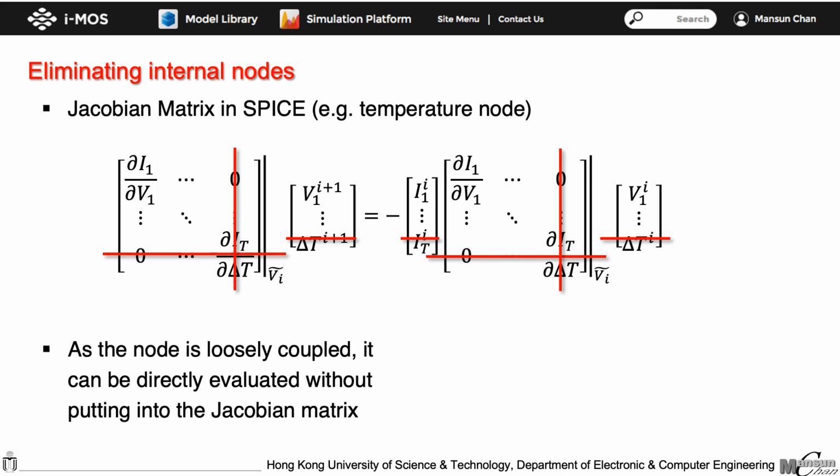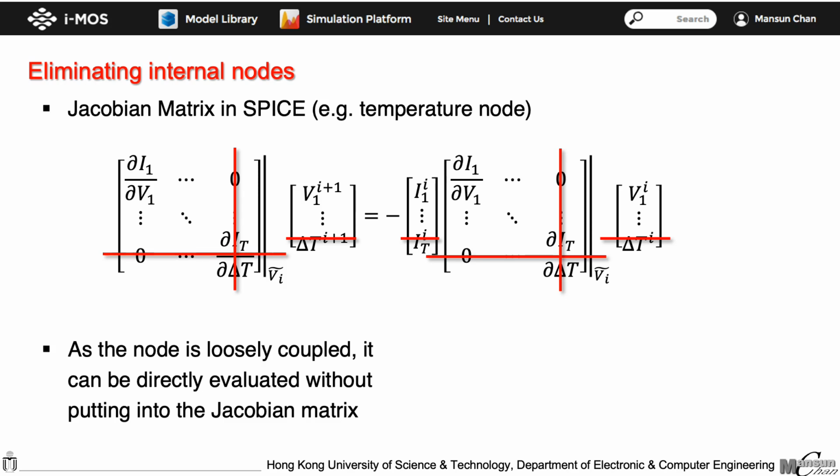The extra linear equation due to the internal node can be solved explicitly using the original entries to the Jacobian matrix. And these entries have to be calculated anyway. Either you use SPICE to obtain the I+1th iterations of the temperature value by solving the matrix equations, or you calculate the next iterative temperature value directly inside the model.